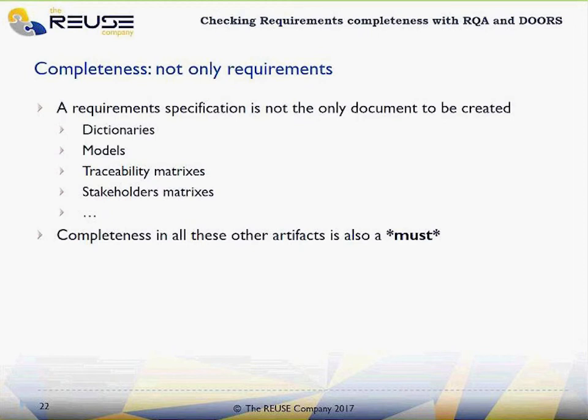And remember also that completeness is not only about requirements, but it is also about other documents such as dictionaries, models, traceability matrices, stakeholder matrices, and so on and so forth. So completeness of these other types of artifacts is also a must, right?